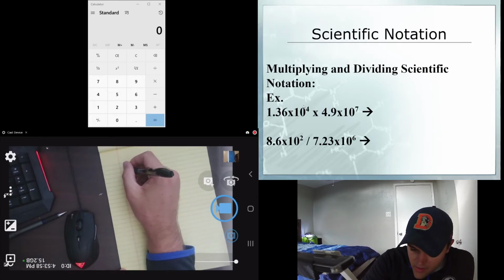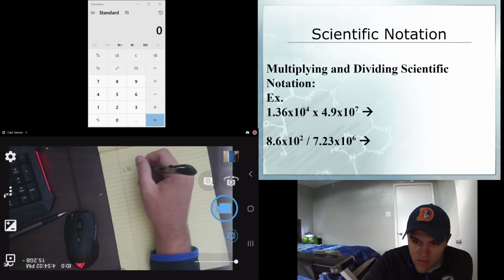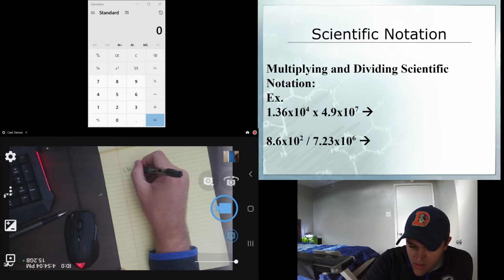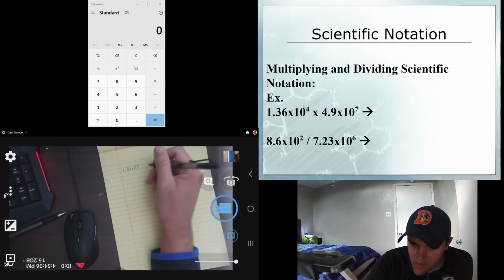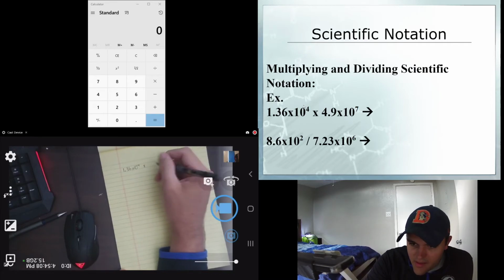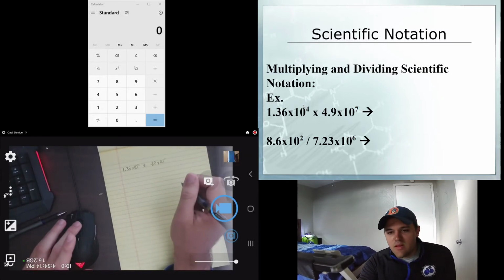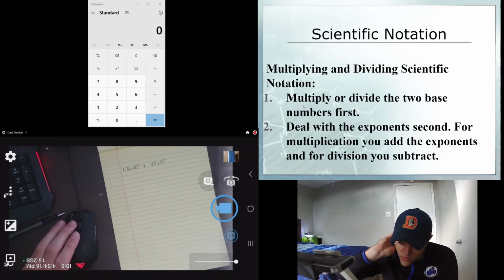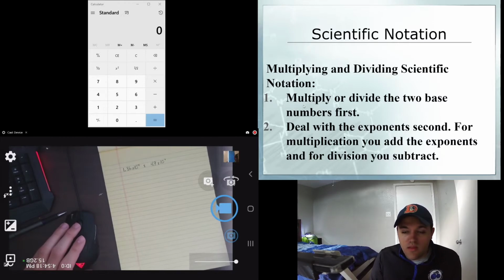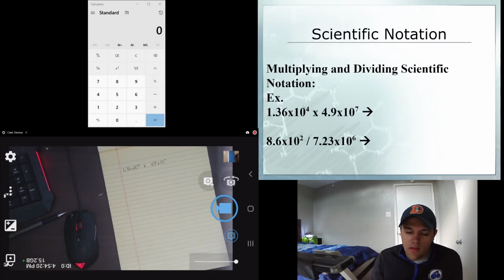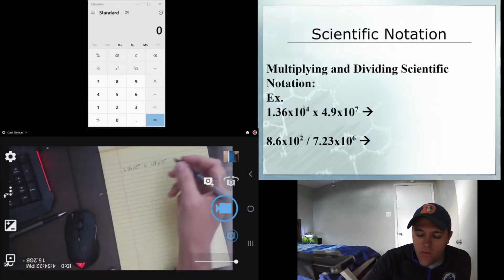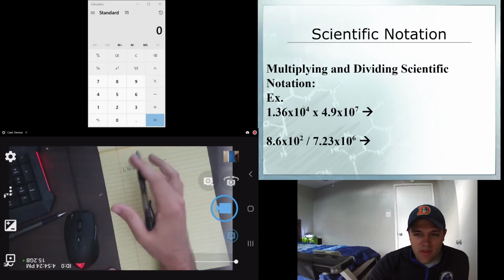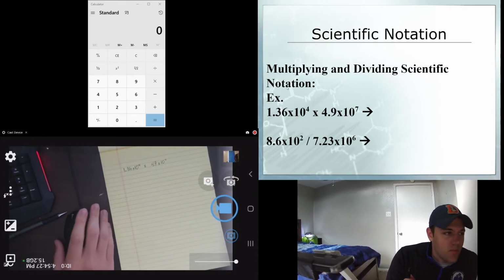If we've got here 1.36 times 10 to the 4th, and we are multiplying that by 4.9 times 10 to the 7th. So like we said earlier on the previous slide, you multiply or divide the two base numbers first. So the 1.36 and the 4.9, we're going to multiply them together to start off with.